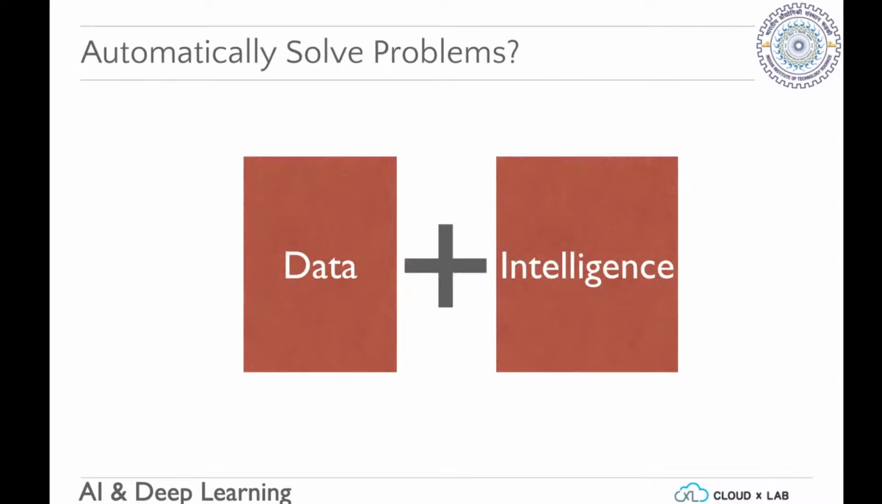Okay, so how do we automatically solve problems? We solve problems by gathering data and then applying intelligence on it.